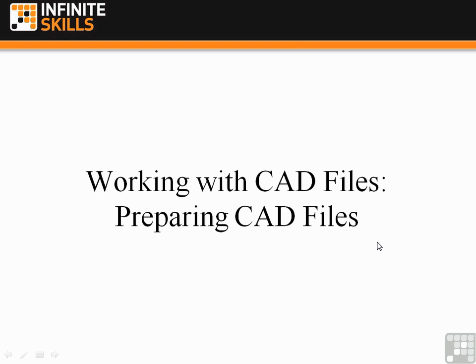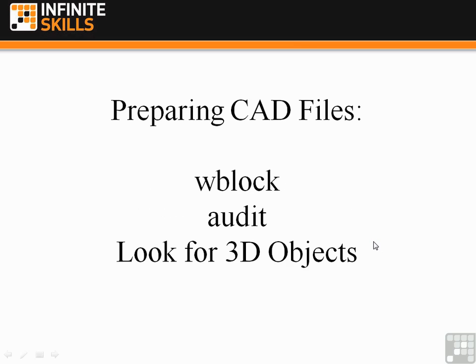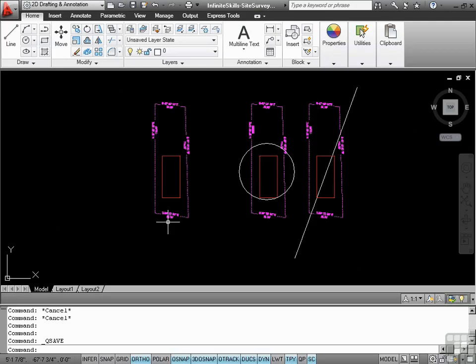We're going to look at bringing in a site plan. But first, we want to talk about preparing the CAD files before we bring them in. So we'll look at WBlock, Audit, and then looking for 3D objects. So we're going to flip over to AutoCAD. Yeah, that's right, AutoCAD. So here we are.